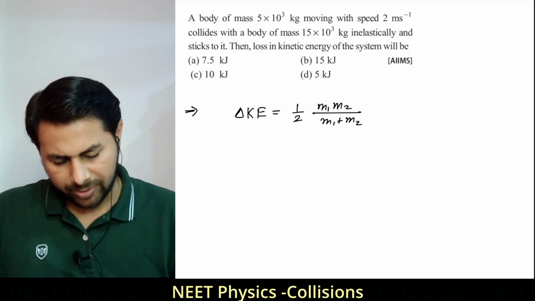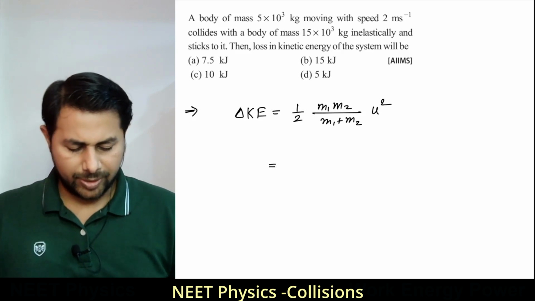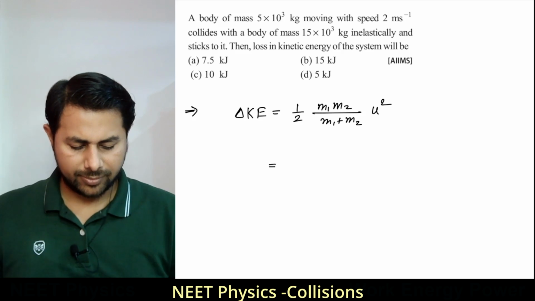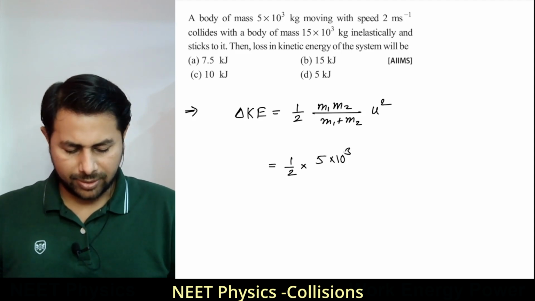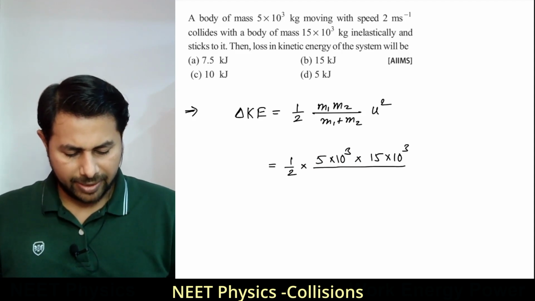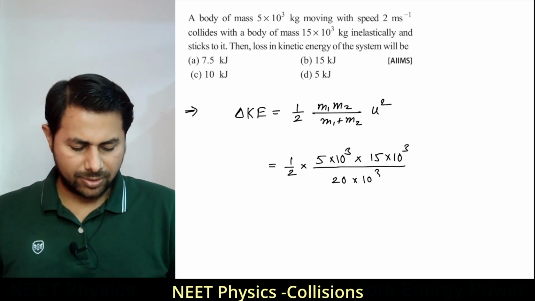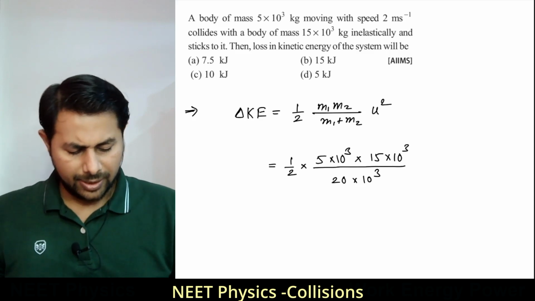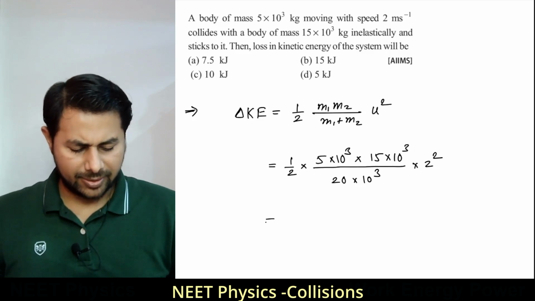the speed of the second body is not given, so we'll assume that it is at rest, so the speed of the first body only. Otherwise you will have (u1 minus u2) square. So this is half of m1 times m2, so that is 5 into 10 raised to 3 is m1 multiplied by 15 times 10 raised to 3 is m2, divided by m1 plus m2, which is 5 plus 15, means 20 into 10 raised to 3. And speed is 2, we have the square of that.